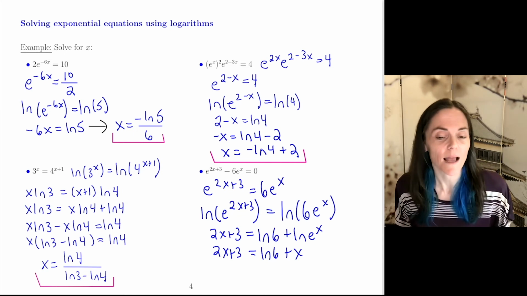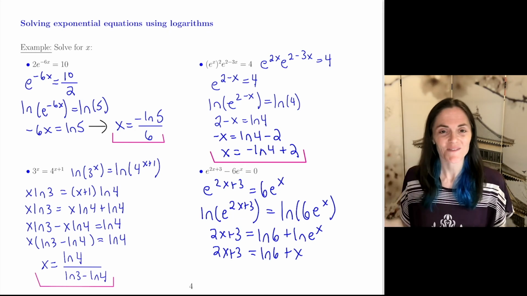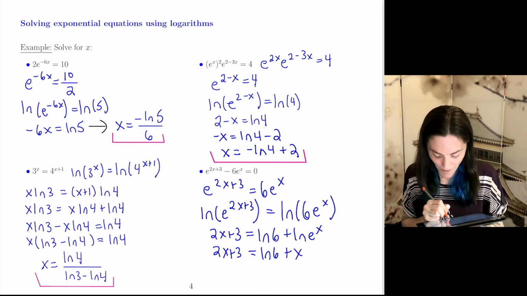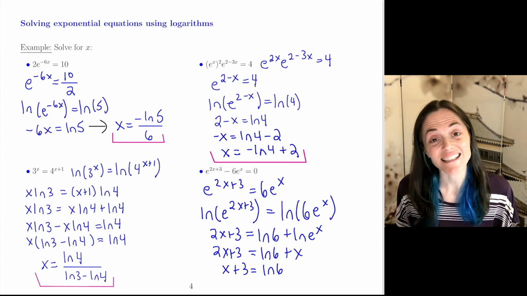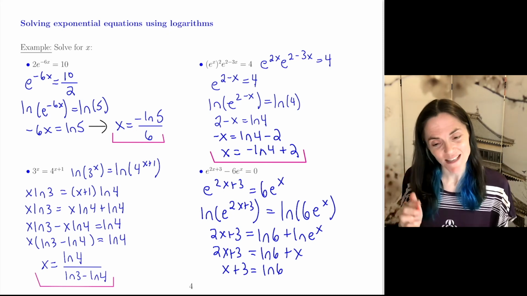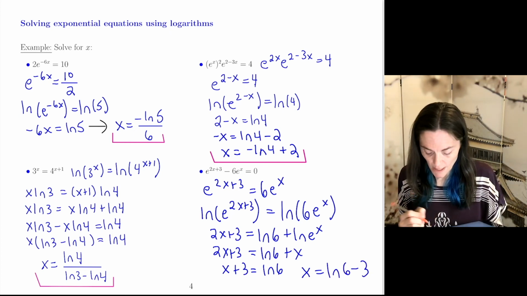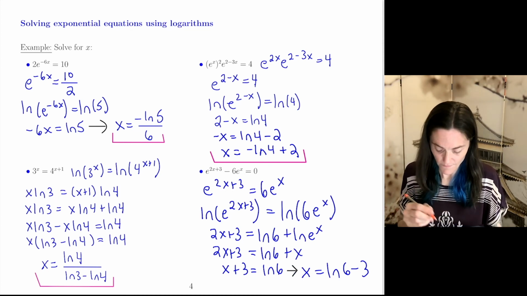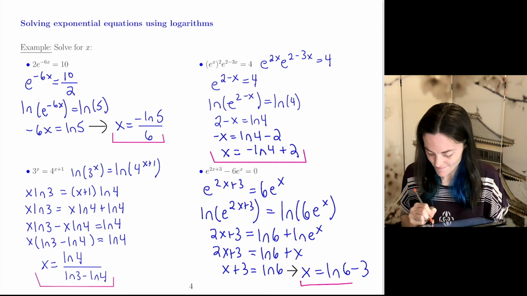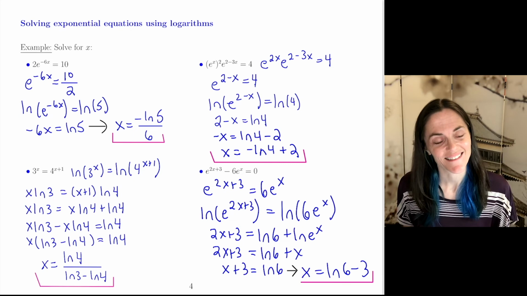And now you see, I'm almost there, in fact. I'll do it in 2 steps. First, subtract x from both sides. We have 2x minus x, which is x, and then plus 3 is ln 6. And now my final step, just subtract 3 from both sides. We get x is ln 6 minus 3. And this is my final answer here.